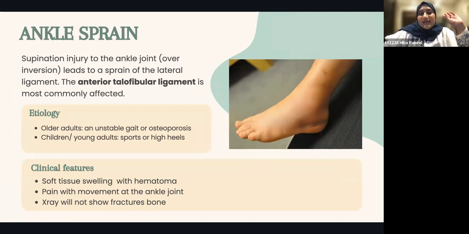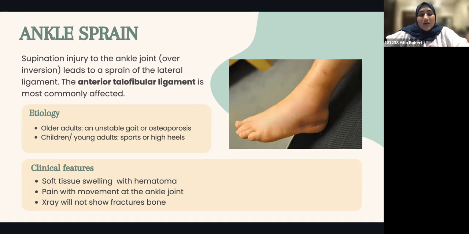Usually it involves the anterior talofibular ligament, and it can occur in older people. They have gait instability, they use walking sticks, they can slip, and ankle sprains are very common there. Also in young adults or children, sports or high heels, which don't provide very good support to your ankles, can cause ankle instability, and as a result you can fall down.